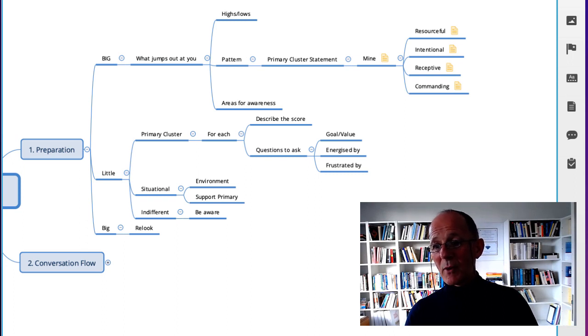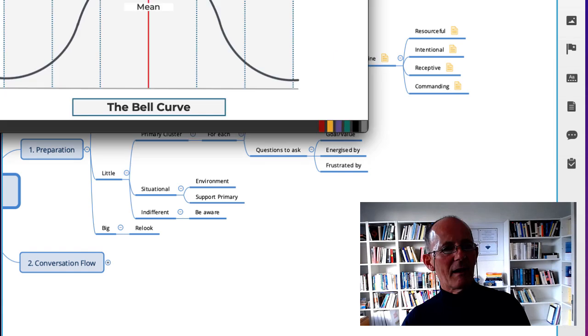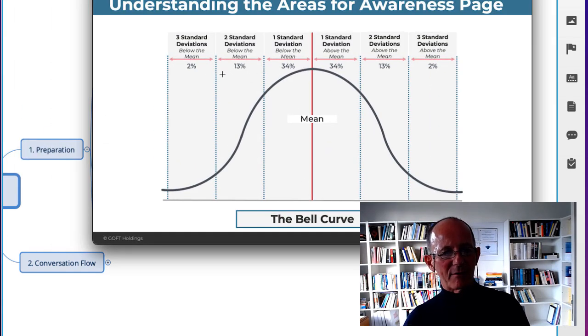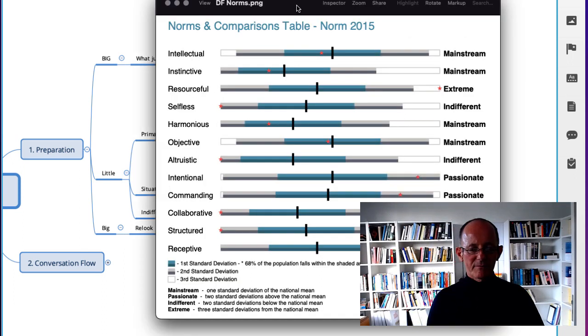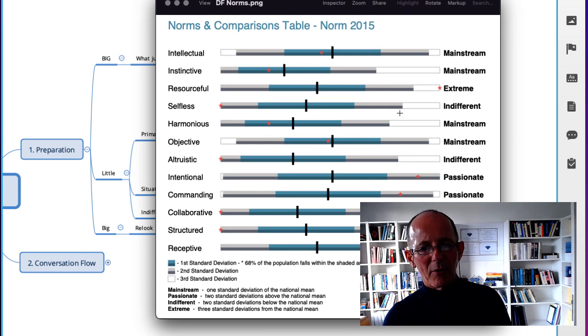Looking at the areas of awareness is really, really important. And I do this always at the beginning to see, is there anything that I need to be aware of? You're familiar with this, looking at the areas of awareness, the population distribution, the mean, and then 1 standard deviation, 2 standard deviations, 3 standard deviations from that mean. So looking at that is really, really important. When I look at the questions that I want to ask, I'm not looking just at the primary cluster, and situational and different cluster. I'm also looking at how extreme or otherwise they are.